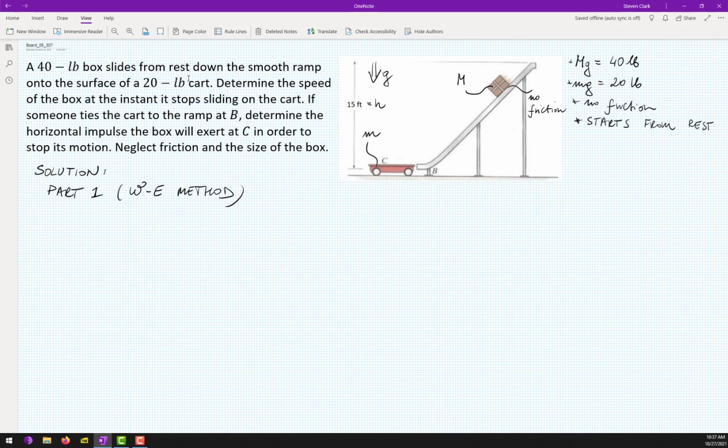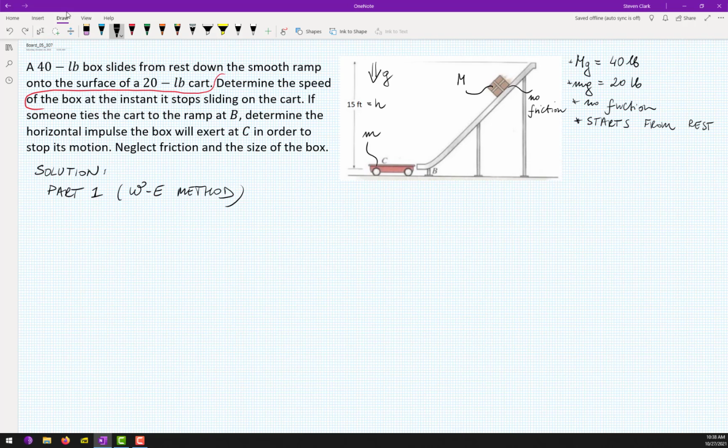And they ask us to find 2 things, yes? They ask us to determine the speed of these 2 things once this guy is here and it just ends up on the cart. They told us to find the final velocity of these 2 things, right? This is part A, and in part B we should imagine that there is a rope in here, and they ask us to find the tension in that rope, or the impulse in that rope.